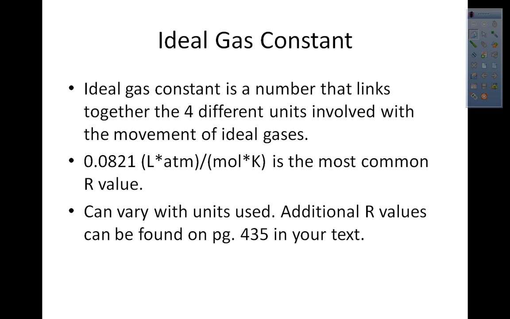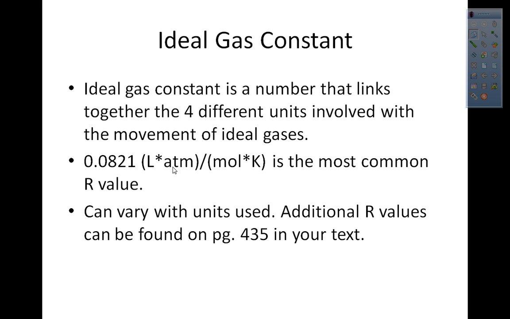And so, here's your ideal gas constant. The ideal gas constant is just a numerical way to link all of the different units that we're dealing with together. So it's a given value. It's a constant that will help make all the math work out for you. The biggest thing you need to know is this one right here. R is going to be 0.0821 liter atmospheres per mole Kelvin. That's the most common one because we almost always deal with atmospheres when we're talking pressure.